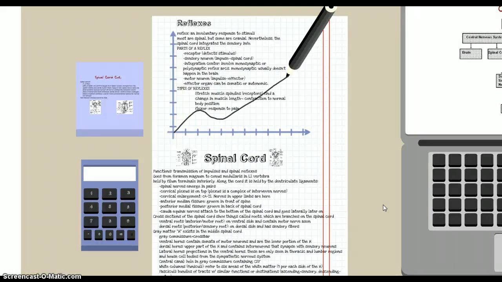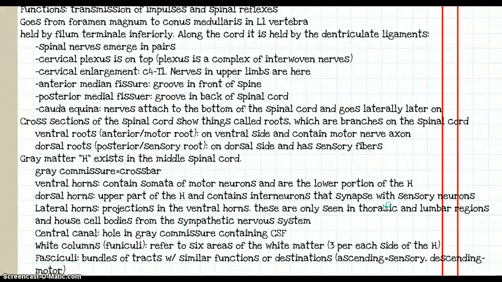So now let's talk about the spinal cord. So it has several functions. It transmits nerve impulses and spinal reflexes. So it goes from the foramen magnum to the conus medullaris in the lumbar 1 vertebra. If you don't know what that means, you're going to have to go back to the skeletal system. So these are held by something called the filum terminale inferiorly, and along the spinal cord it's held by denticulate ligaments. So spinal nerves emerge in pairs.